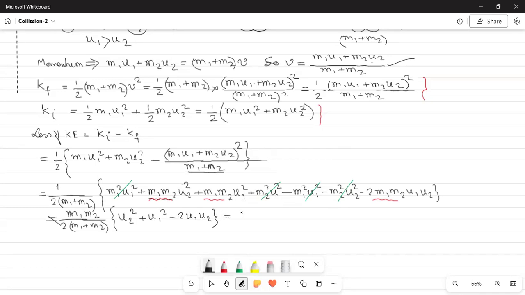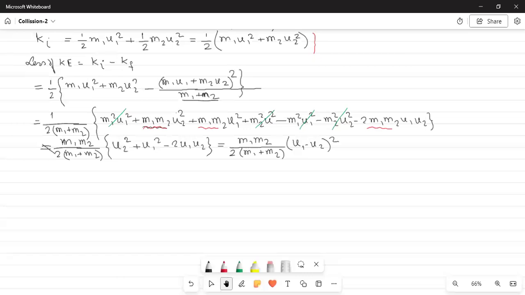This is equal to M1 M2 divided by (M1 plus M2) multiplied by (U1 minus U2) whole square. This could be written as (U2 minus U1) whole square also, but we write U1 minus U2 because we know U1 is large.